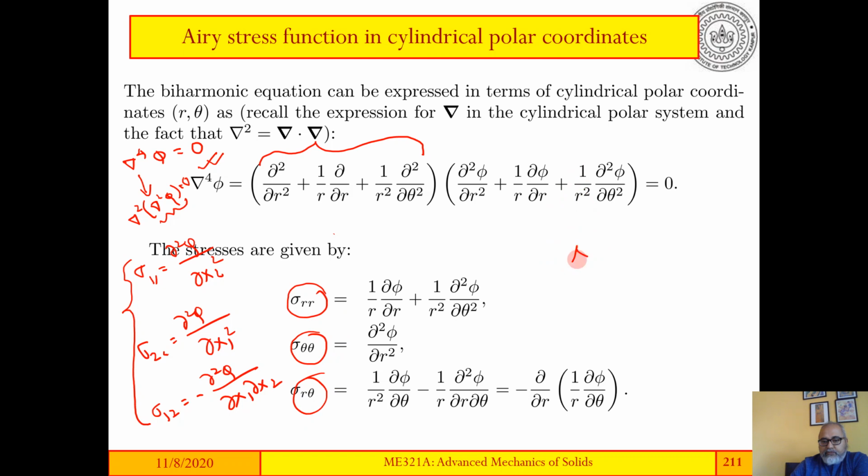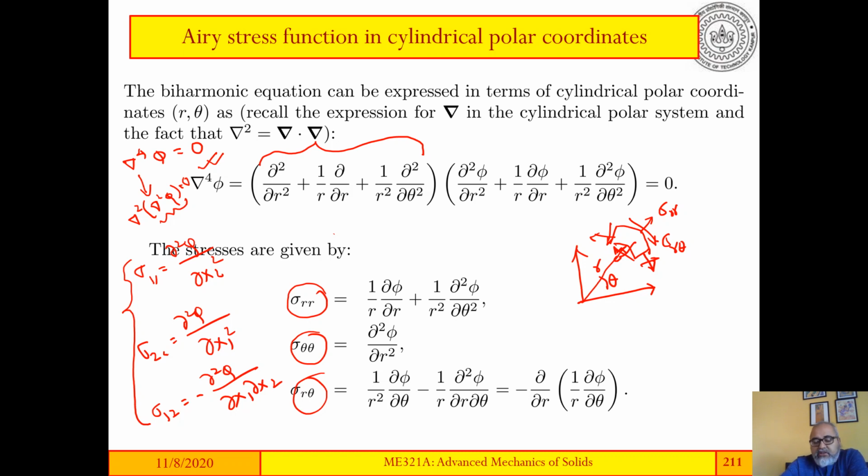So if you have a coordinate system with r and theta, sigma rr is this, sigma theta theta is this, and this is your sigma r theta. We know this. Okay, right. So now this looks a little bit more formidable than in the Cartesian system. But let us look at it systematically.